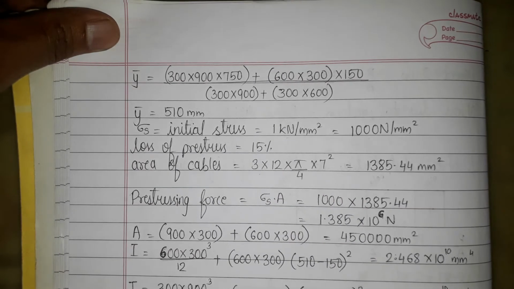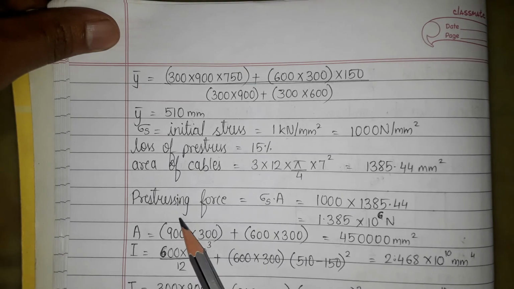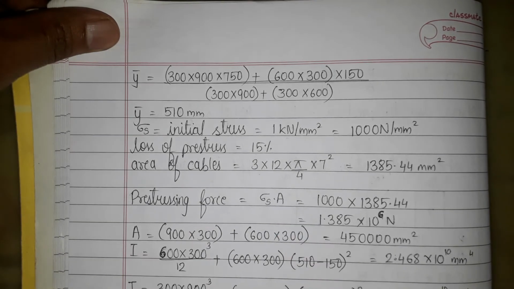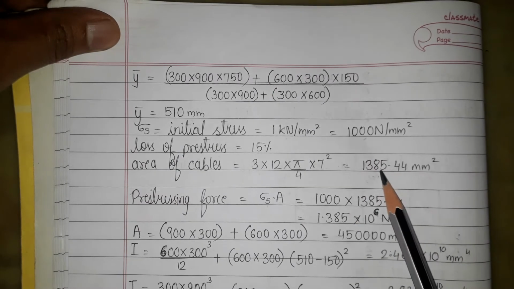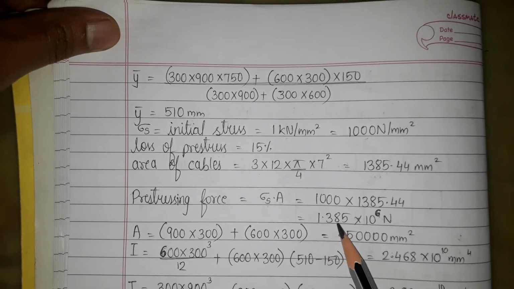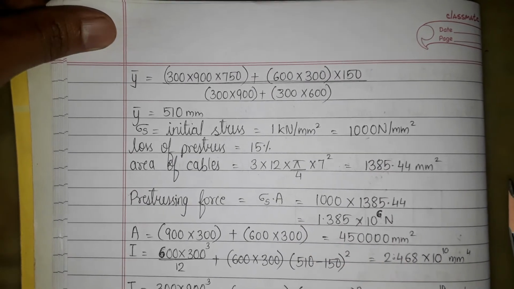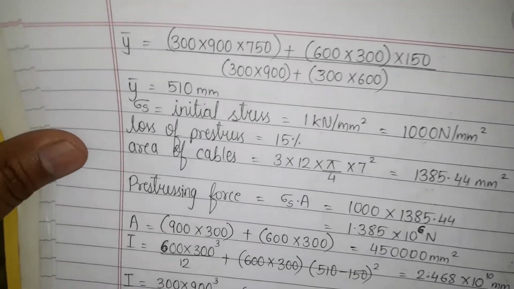So we will get the area of cable, and the pre-stressing force is stress into area. What is force? Stress into area. Stress is given as 1000, area is given as this. So stress into area, we will get 1.385 into 10 to the 6 Newton. Understood? That is the pre-stressing force.